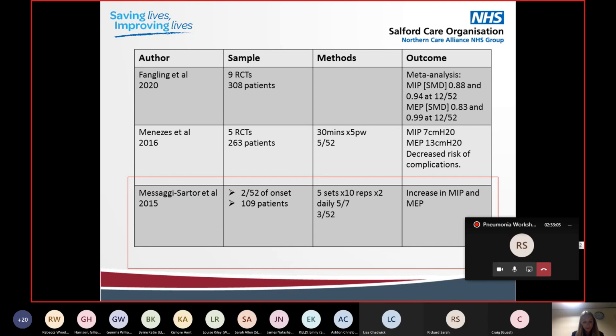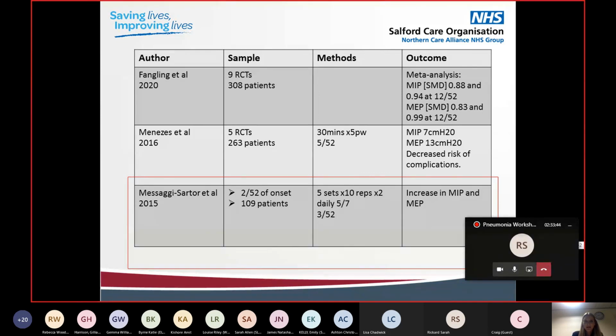the respiratory complications. I've just drawn attention there to a randomized trial at the bottom, and that was done in 2015 in subacute patients, so patients within 2 weeks of onset of the stroke, with 109 patients, similar to what I mentioned before. So 5 sets with 10 reps twice a day, and they did that for up to 5 times a week up to 3 weeks, finding an increase in both maximal inspiratory pressures and expiratory pressures.